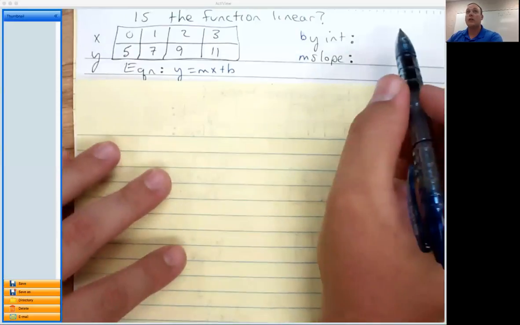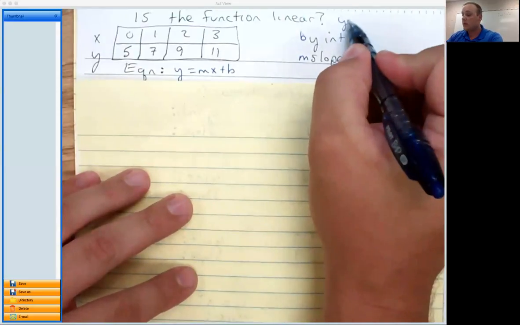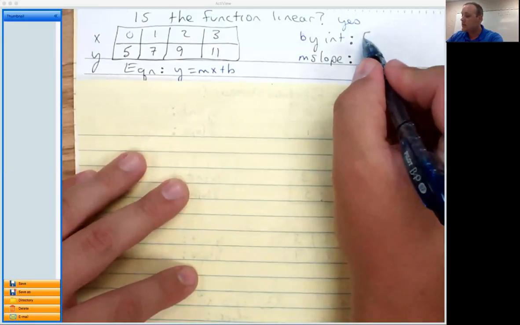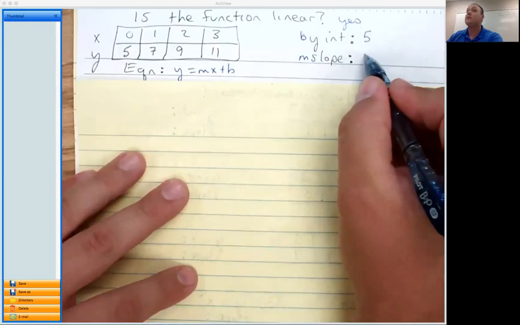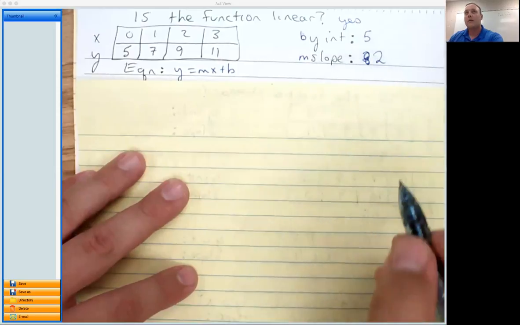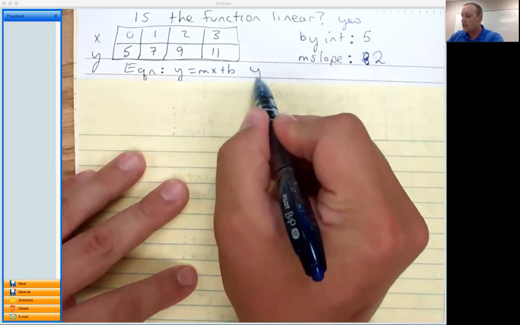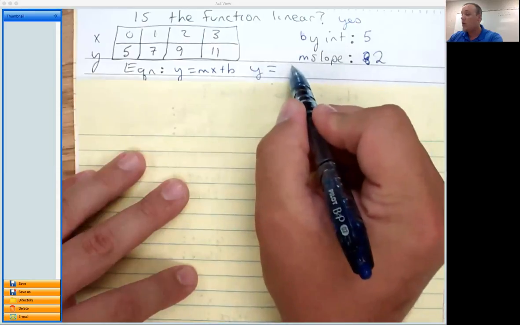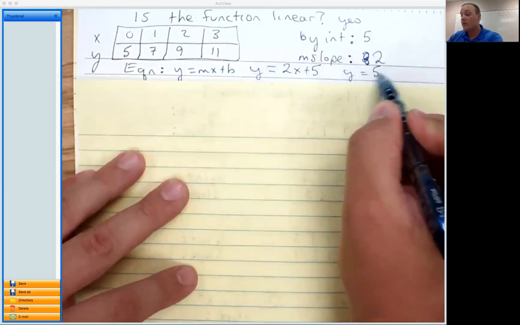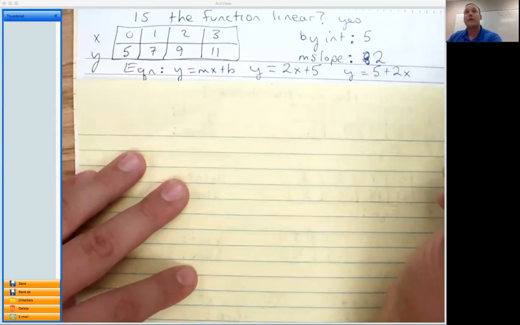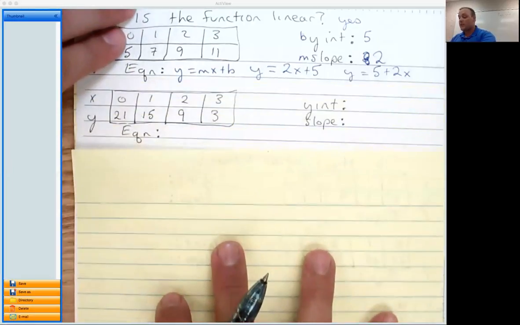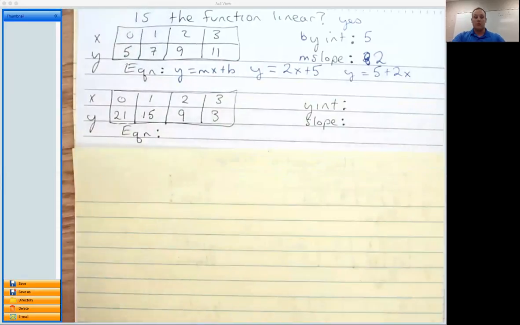All right, so is our equation linear? Yes, okay. What's our y-intercept? Just answer as a class. Our slope is just 2. And so our equation is y equals 2x plus 5, or y equals 5 plus 2x. It would work either way. All right, moving on. You have 30 seconds of think time. Go.